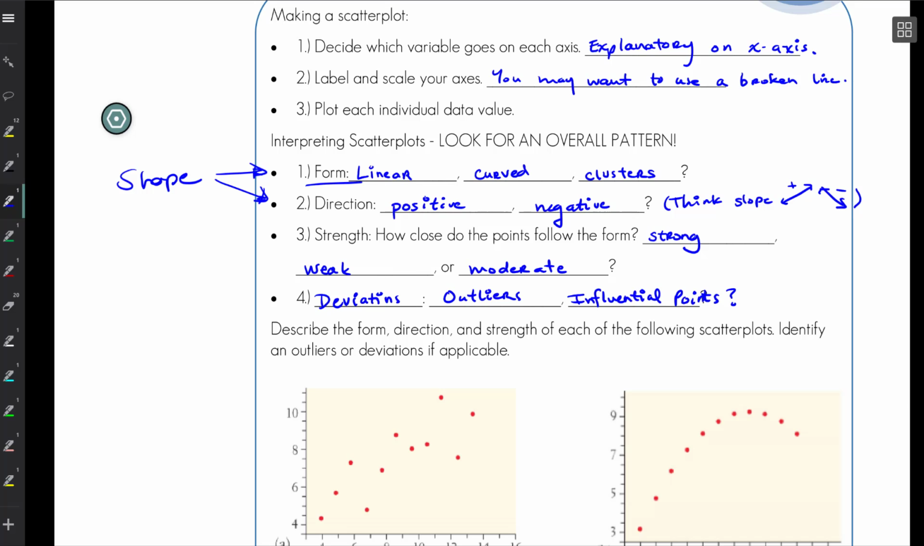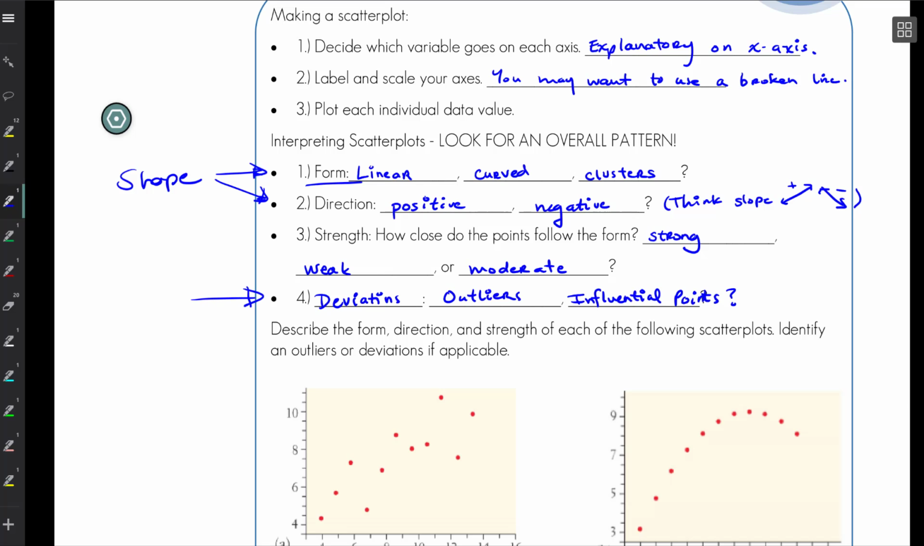Okay, how close do those points follow that form? How close are they together? How obvious is that pattern? The stronger the relationship, the more reliable our predictions are going to be, and the more concisely and coherently we can describe the nature of that relationship. So we usually use the words strong, weak, or moderate, or maybe we would say something like fairly strong, fairly weak, very strong, or very weak. Okay, and if there's still something that's right smack in the middle, we would just say it's moderately strong, moderately weak, something like that. Okay, and then the last thing we look at is deviations, outliers, or any influential points.